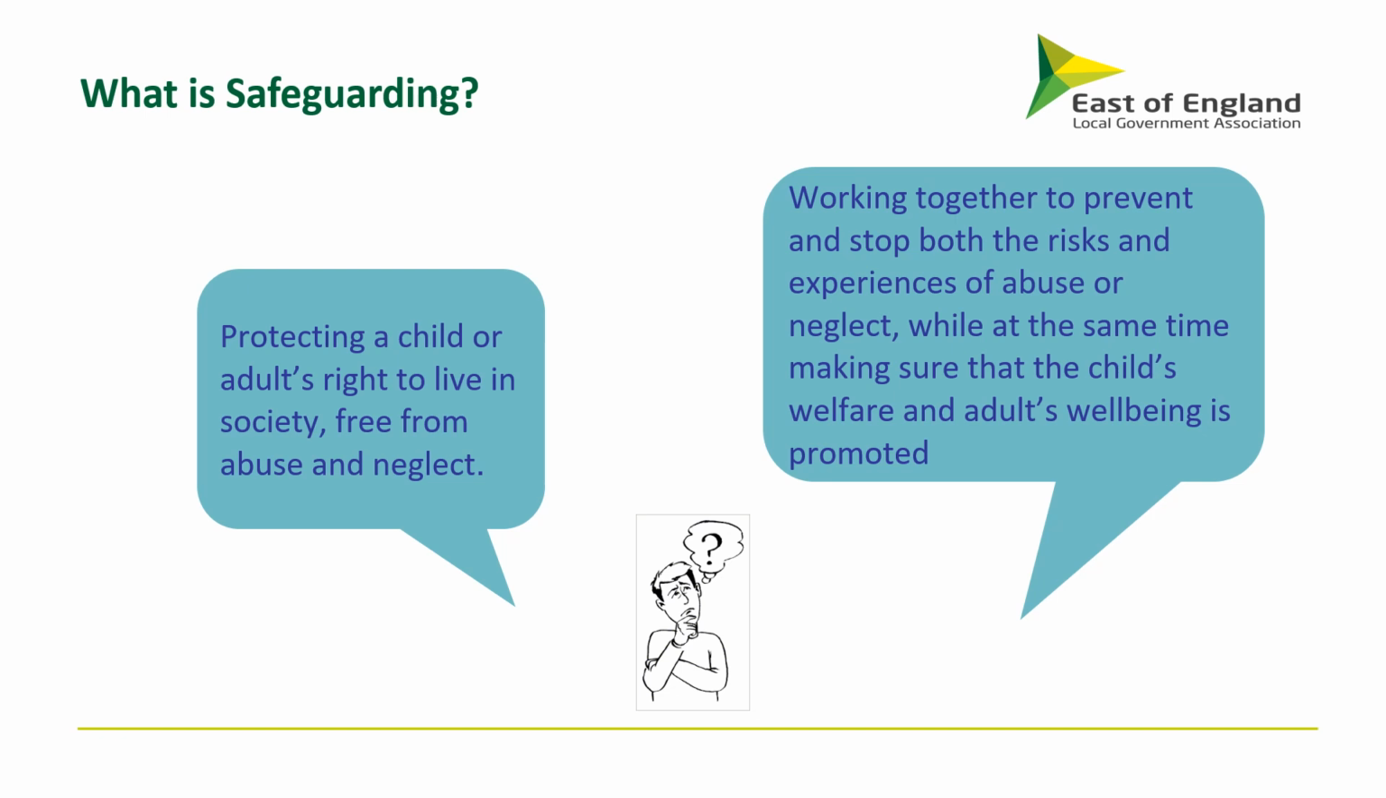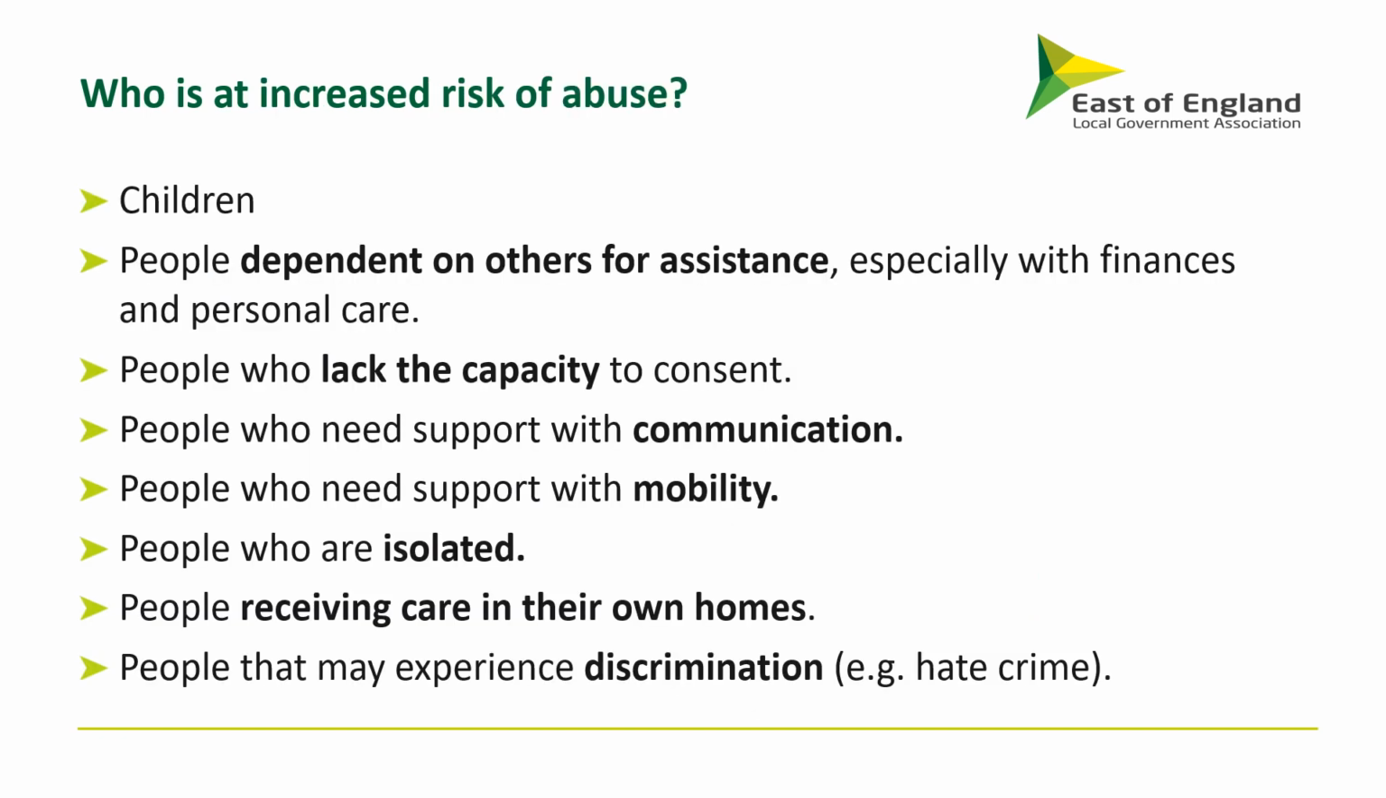The two main pieces of legislation which underpin safeguarding practice are Working Together to Safeguard Children 2018 and the Care Act 2014. They define safeguarding as protecting a child or adult's right to live in a society free from abuse and neglect. Safeguarding legislation identifies certain groups who are at increased risk of abuse, those being children or people who are dependent on others for assistance, or those who lack the capacity to consent.